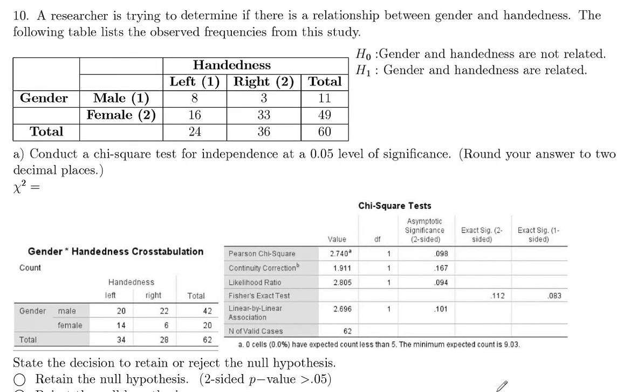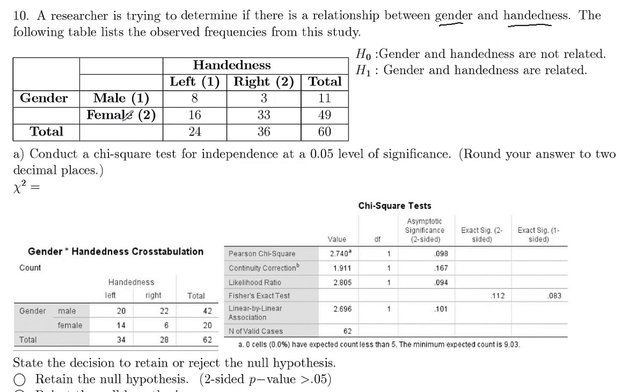We're working on Web Assigned Homework 8 and problem number 10. In this problem, a researcher is trying to determine if there is a relationship between gender and handedness, whether a person's left or right-handed. So that's telling us that we want to do a test for independence. And here is the data here.